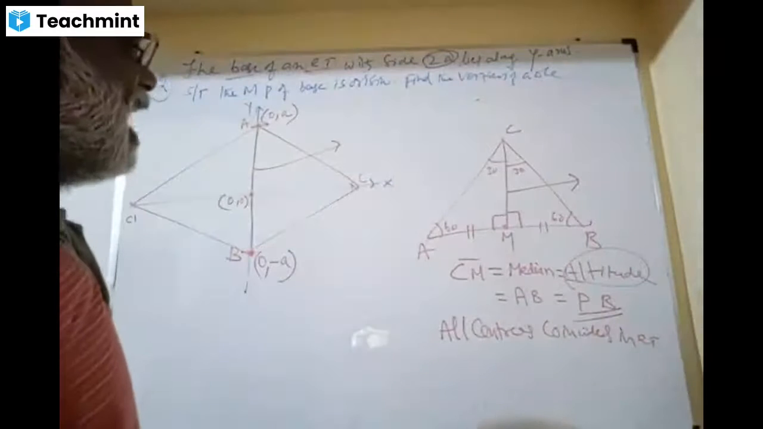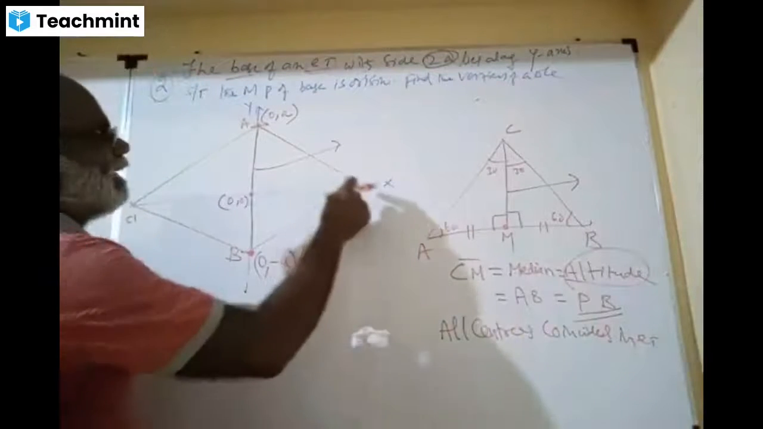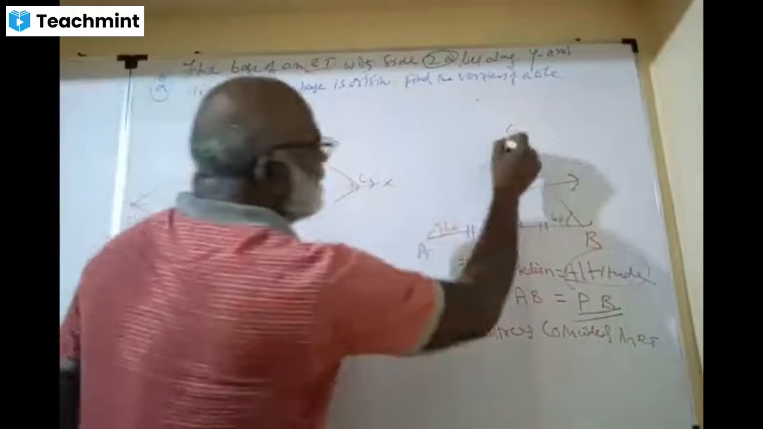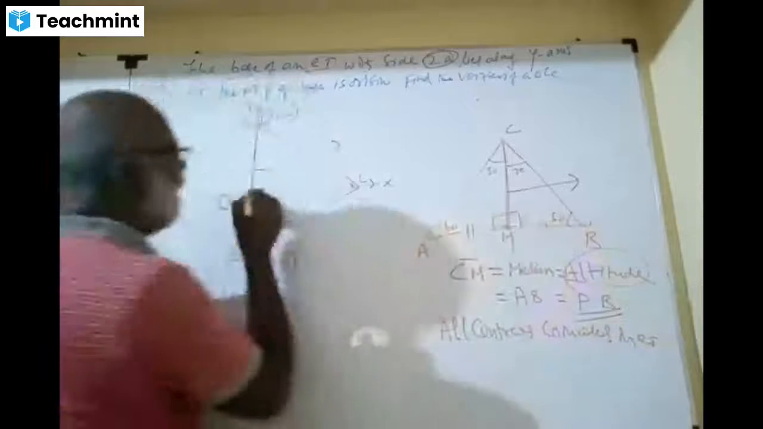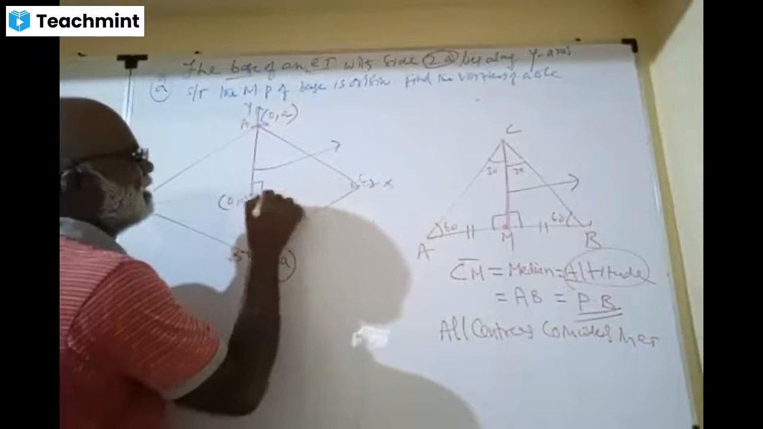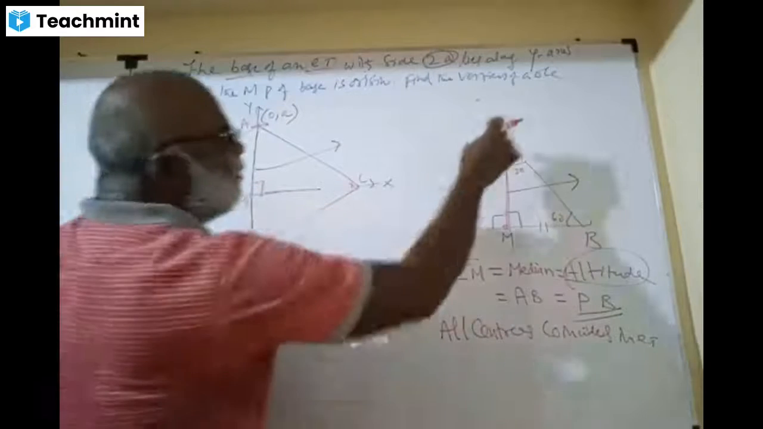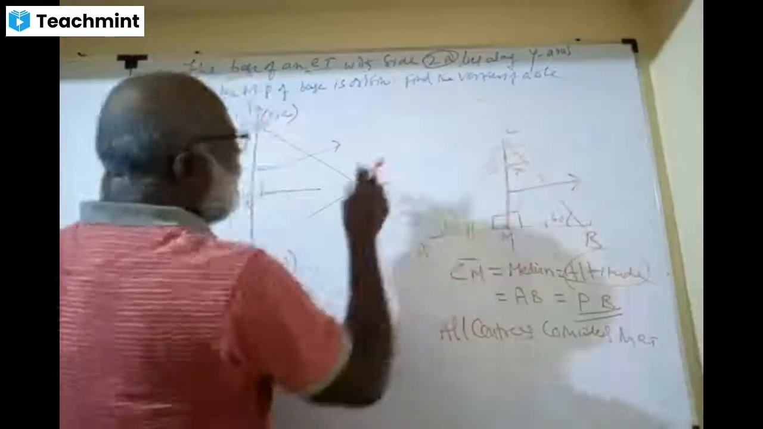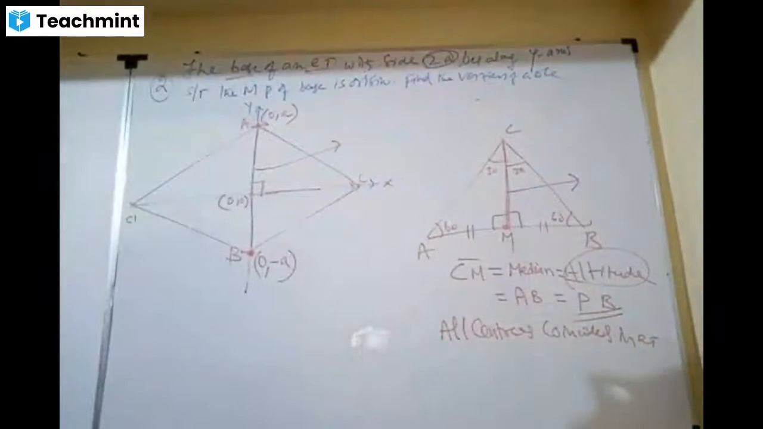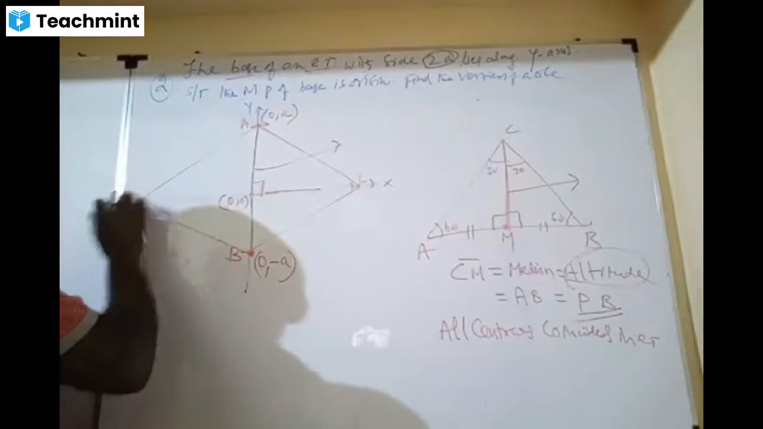Now you tell me, why must C be on the x-axis? Because CM should be perpendicular to the base. The x-axis and y-axis are perpendicular. Therefore, the vertex C must be on the x-axis. Yes or no? And this C dash is also on the x-axis.